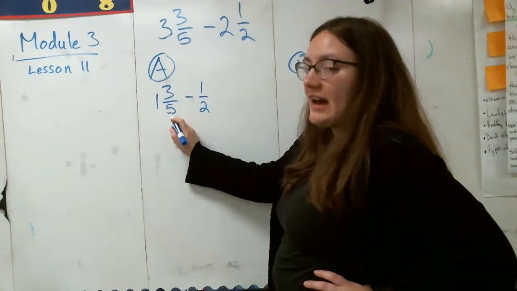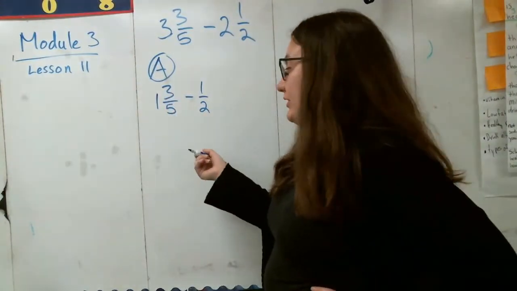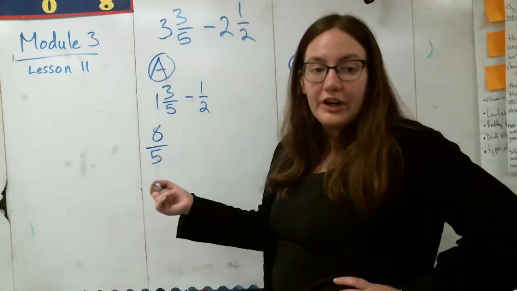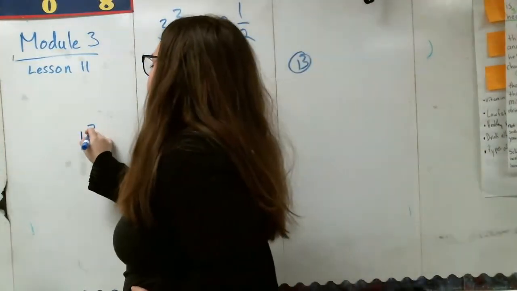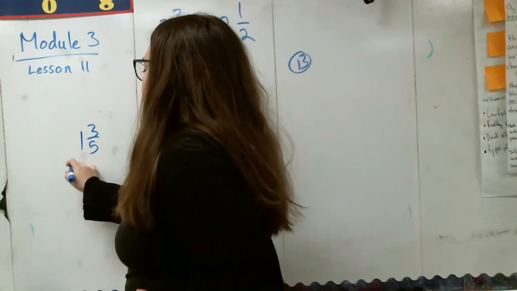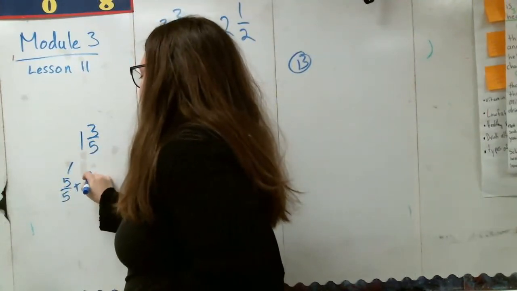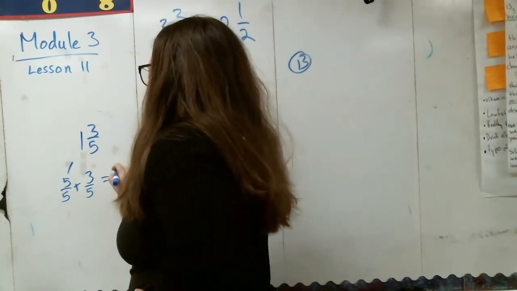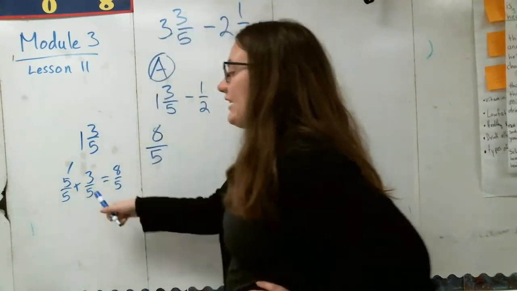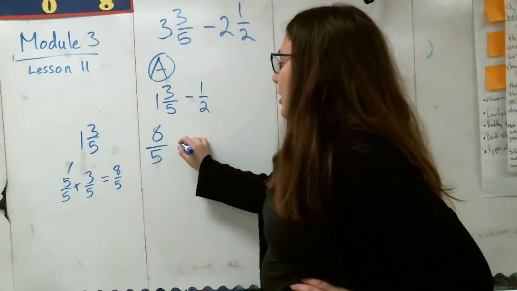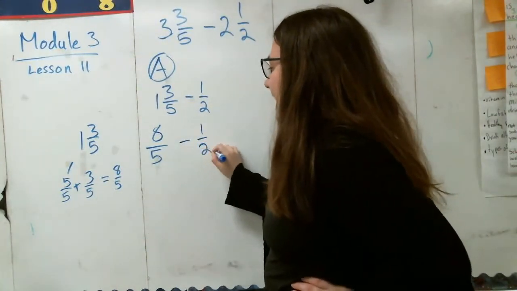So we have 1 times 5, which is 5, and then 5 plus 3, which gives me 8. So I have 8/5. Or you can always think of this as, if you have 1 3/5, this 1 you can think of as 5/5 plus the 3/5, which then also gives you 8/5. So it's kind of like taking that step backwards. So we have 8/5 minus 1/2.